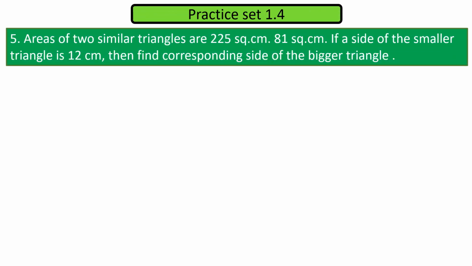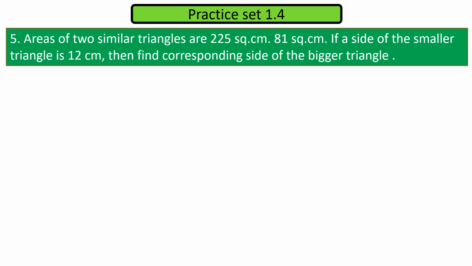Let us move to the next question, sum number 5. Question is there on your screen. Areas of two similar triangles are 225 square centimeter and 81 square centimeter. If a side of smaller triangle is 12 centimeter, then find the corresponding side of bigger triangle.